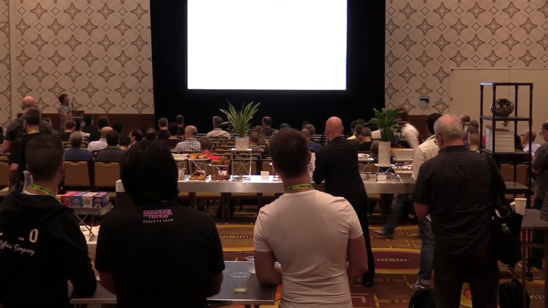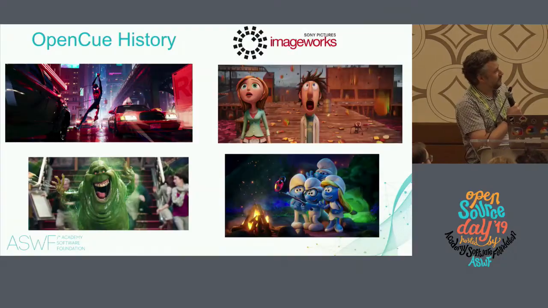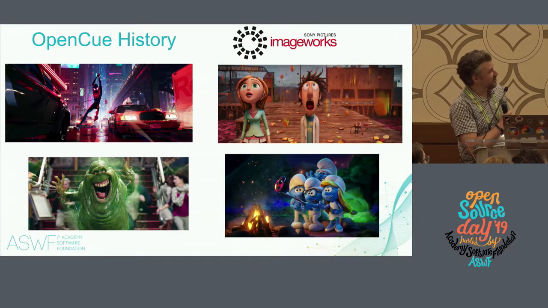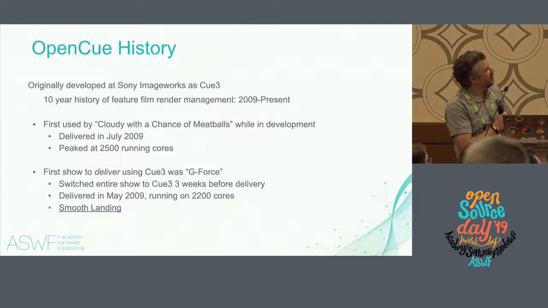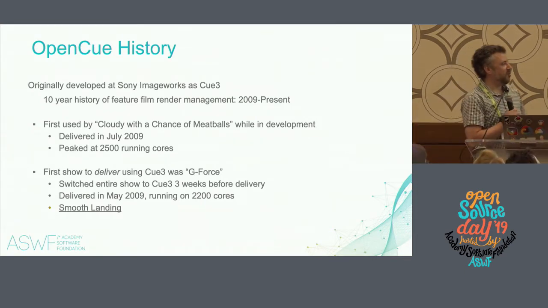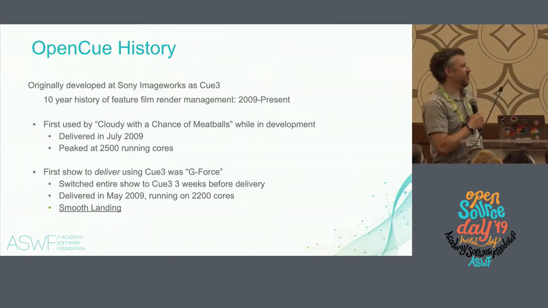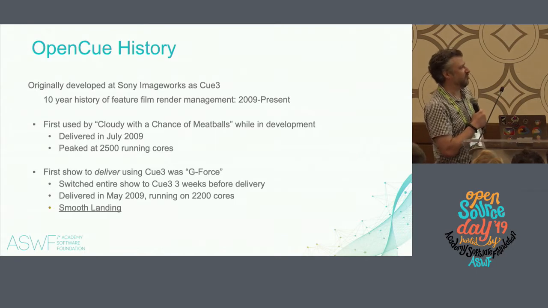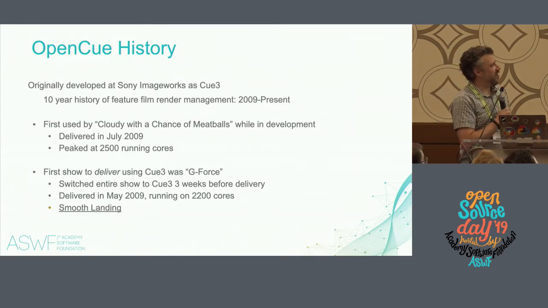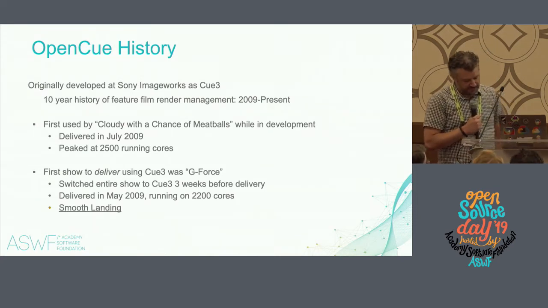Yeah, so to get started with some of the history of OpenCue, these are some of the movies that it's worked on, starting all the way back at the beginning with Cloudy with a Chance of Meatballs and recently Spider-Verse and some other ones. As mentioned, OpenCue started as a project called Q3. It was the third iteration of rendering queuing software that we had at Imageworks. And it first went into use about 10 years ago. And that was on Cloudy with a Chance of Meatballs.